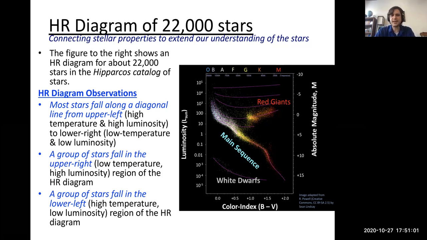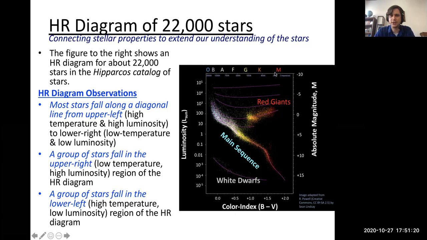So we can see in real data all of these regions. And I really like this Hipparcos plot because it has on the axes pretty much everything. Here we have the color index, which then we can put the spectral classes up here and the temperatures that relate to the color index. So that takes care of our x-axis.